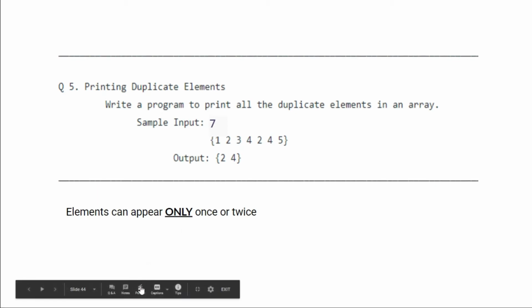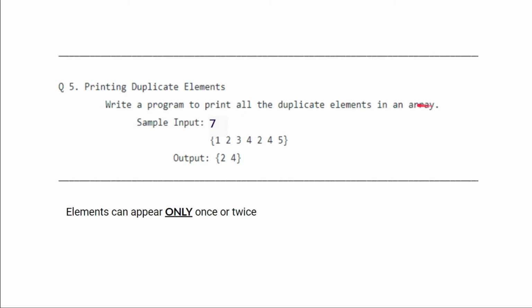Hi, today's task is to write a program that prints all the duplicate elements in an array. The first line of input denotes the size of the array and the remaining line of input denotes the n elements. The elements can appear only once or twice in the array. In the output we have to print all the duplicate elements.